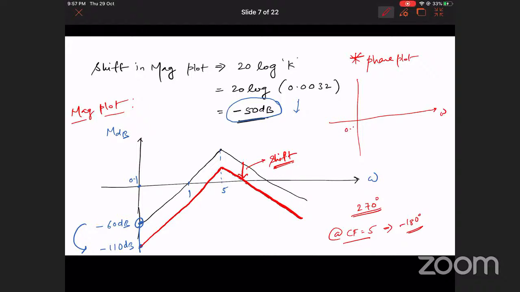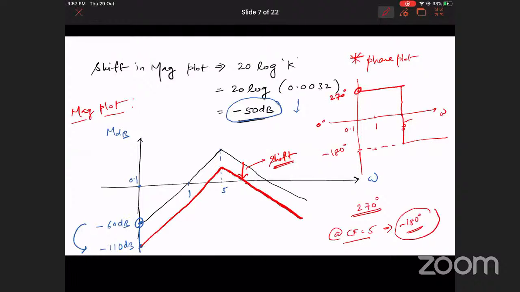So I start with 0.1, then we have got 1, then we have corner frequency 5. Corner frequency 5 is the point where my angle is going to change, guys. 270 degree is the initial angle. Common sense, this is 0 degree, so 270 degree is somewhere over here. This remains 270 degree until we encounter this corner frequency. At corner frequency 5, as you can see, the angle changes to minus 180 degree.